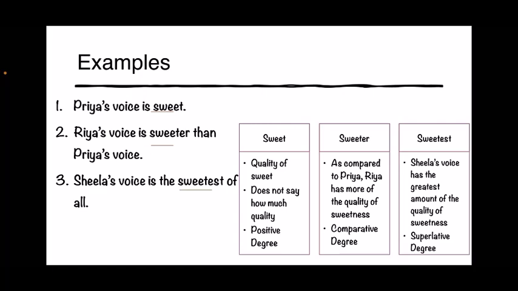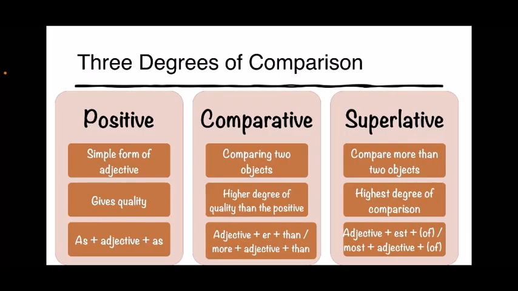The word sweeter in the second sentence says that as compared to Priya, Riya has more of the quality of sweetness. So here we say it is a comparative degree. In the third sentence, the word sweetest: by using it, we are saying that Sheila's voice has the greatest amount of the quality of sweetness. The word sweetest is in the superlative degree. So children, there are three degrees of comparison.